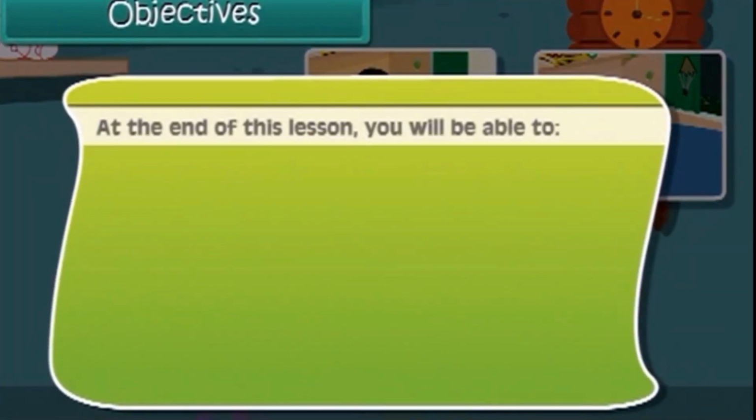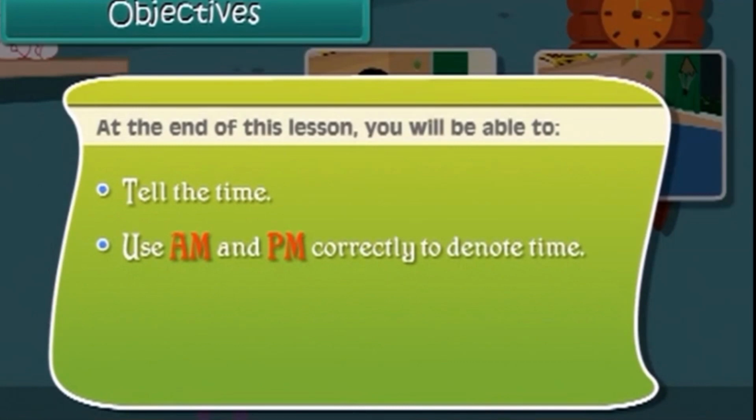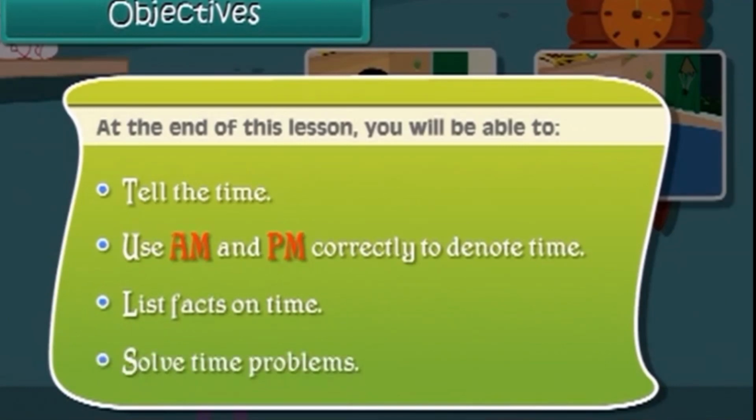Objective. At the end of this lesson, you will be able to tell the time, use AM and PM correctly to denote time, list facts on time, and solve time problems.